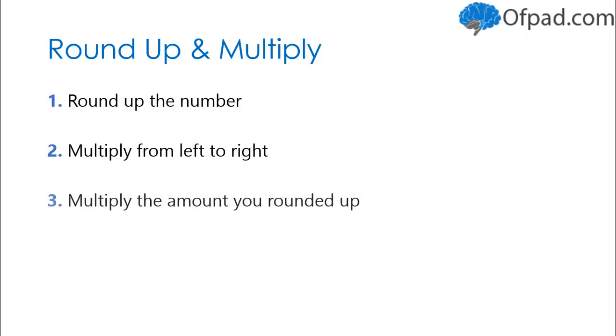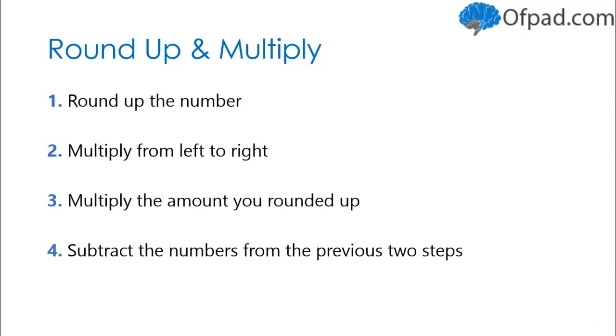Just like in LR subtraction and addition, rounding up and multiplying is especially useful when numbers end in 7, 8 or 9. The method is simple. Round up the number, multiply from left to right, multiply the amount you rounded up, subtract the numbers from the previous two steps. Let us look at an example.